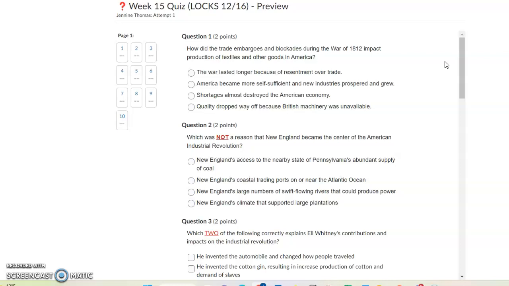Question number 2. Which was not a reason that New England became the center of the American Industrial Revolution? A. New England's access to the nearby state of Pennsylvania's abundant supply of coal. B. New England's coastal trading ports on or near the Atlantic Ocean. C. New England's large number of swift-flowing rivers that could produce power. Or D. New England's climate that supported large plantations.